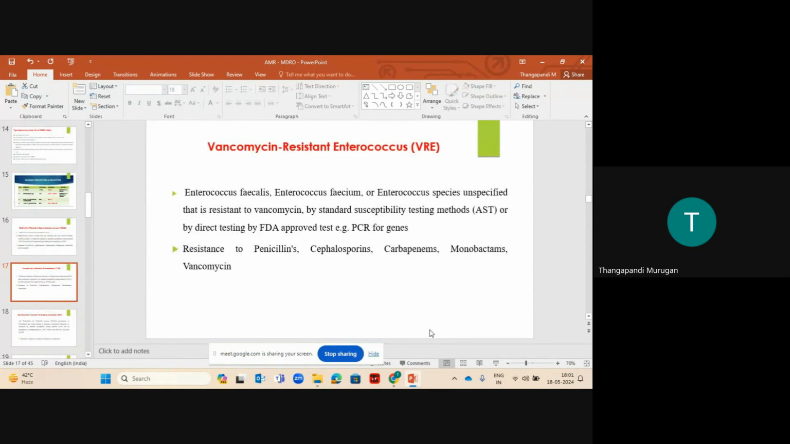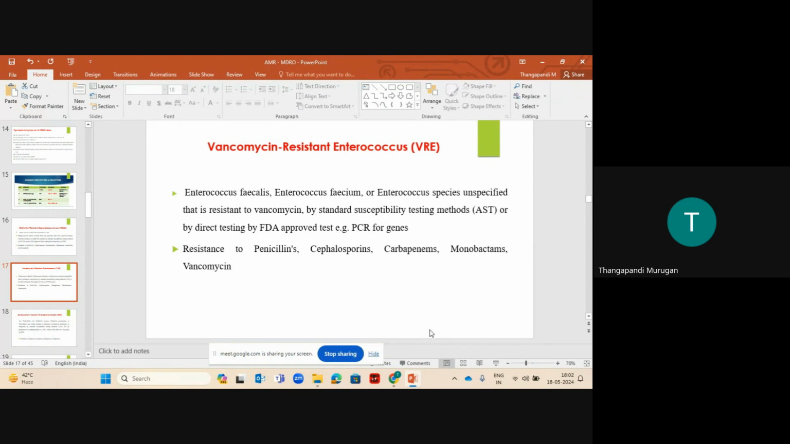And vancomycin-resistant Enterococcus. The major species here are Enterococcus faecalis and faecium. This is one of the factors where we can gauge whether a hospital's antimicrobial stewardship or infection control practice is at least at a moderate, or mild to moderate, level. Why? Because Enterococcus faecalis and faecium do not become resistant to penicillin the way other microorganisms do. They are resistant to penicillin only in very rare cases.